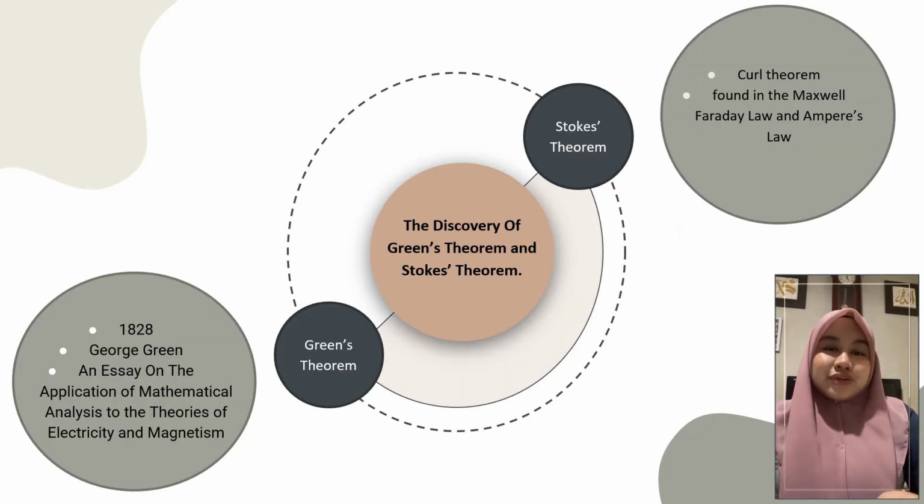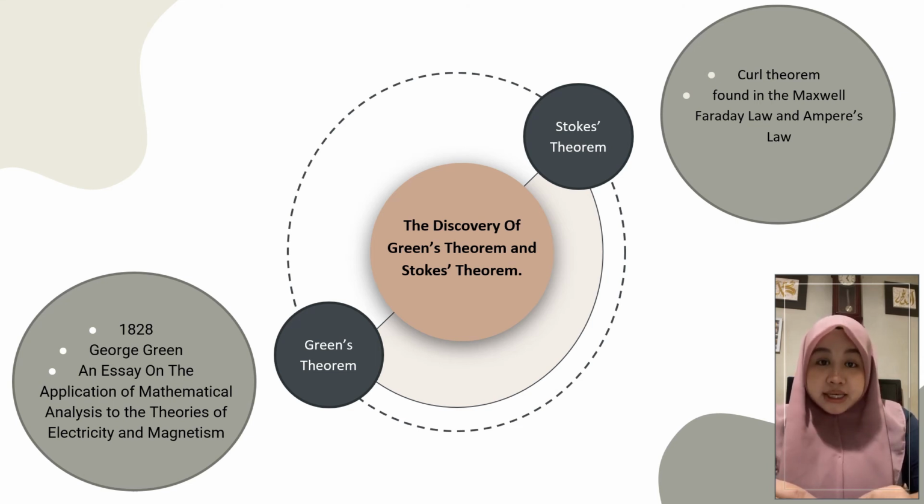The discovery of Green's theorem and Stokes' theorem. From the study, both theorems have been used in solving problems of electricity and magnetism. In 1828, George Green, who is an English scientist, published an essay on the application of mathematical analysis to the theories of electricity and magnetism. It documented a theorem equivalent to the Green theorem.